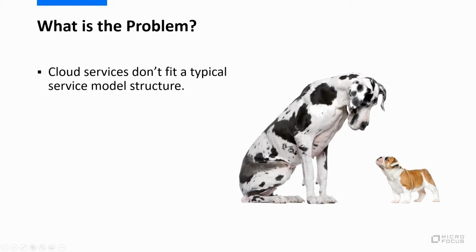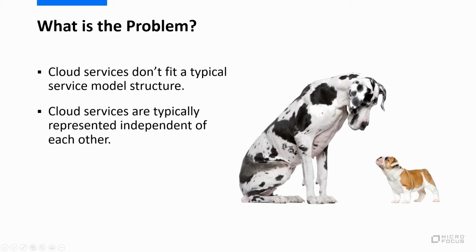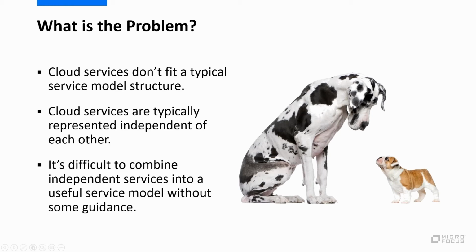So, what is the problem then? Cloud services don't fit a typical service model structure and need a new approach to be able to help align the service model into something that is usable. Cloud services are typically represented independent of each other. You can have a wide collection of RDS databases and really have no visibility to which service those databases belong. And lastly, it's difficult to combine independent services into a service model if you don't have some kind of guidance of how to actually do that alignment.